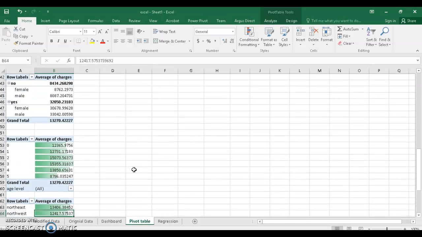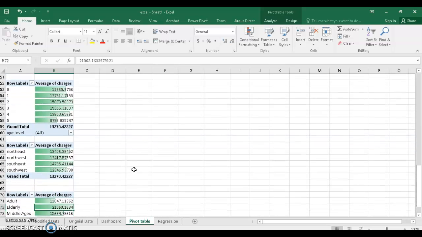And also for the pivot table, I made a pivot table for the number of children and the average of charges. So you can see here, even though there's no significant linear relationship with them, we can see the people with 2 to 4 children tend to have higher cost. And for another pivot table, I made the region and the insurance cost. So we can see here the people in southeast tend to have the highest cost.